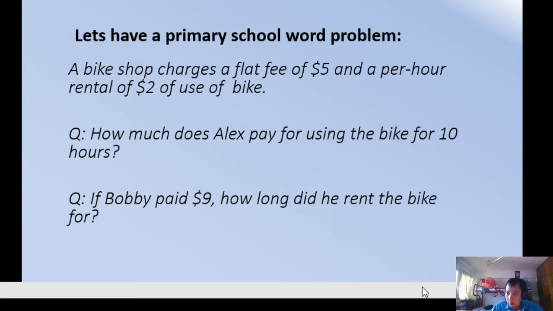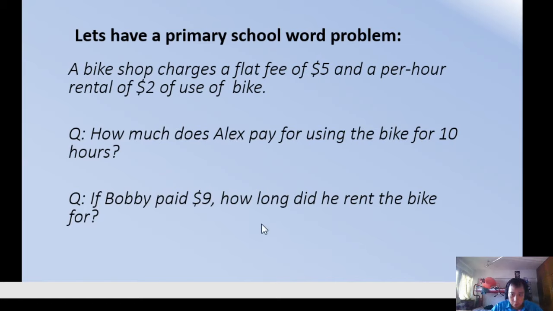Yes, Jia Kang is correct. Phoebe is correct. Yes, that's right. So that's the first question, because he paid a flat fee of $5 first, and then for the 10 hours he used, he paid $2 per hour, right? So it adds up to 25. You guys got it correct.